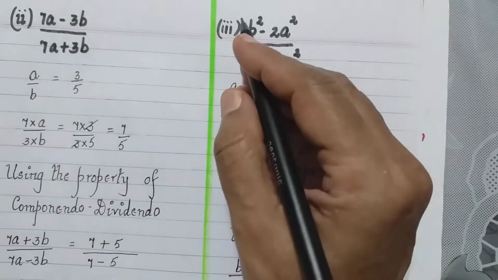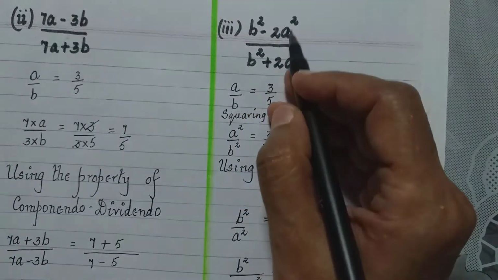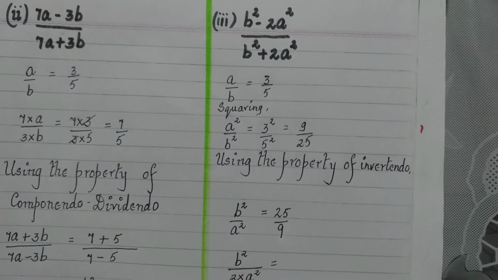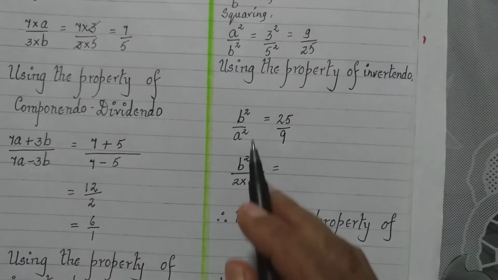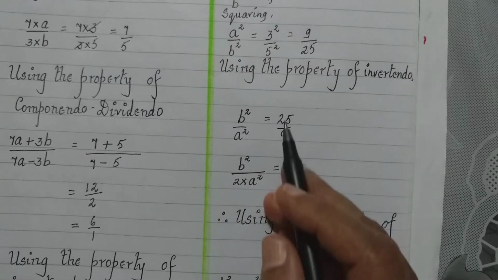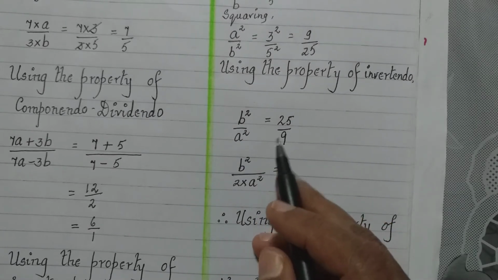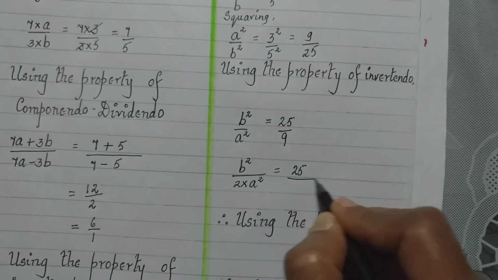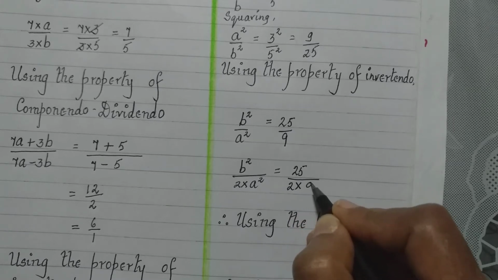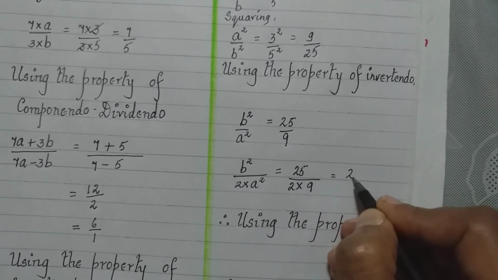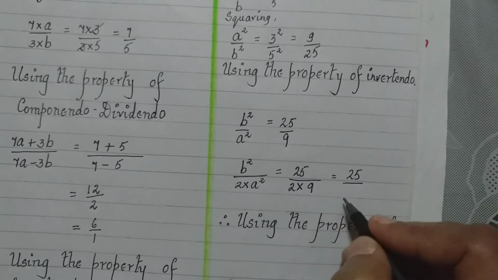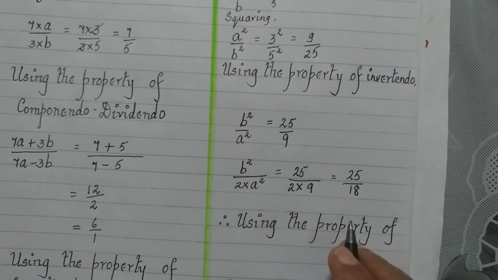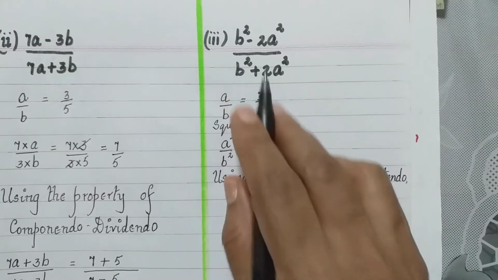Now I have got b square upon a square, but what do I want? b square upon 2a square means what? The denominator I should multiply by 2. So if I want b square upon 2a square, then on the right hand side also, I should multiply the denominator by 2. So I get 25 upon 2 into 9, that is 25 upon 18. So now what have we got? b square upon 2a square. Again, let us go back to what they have asked us.